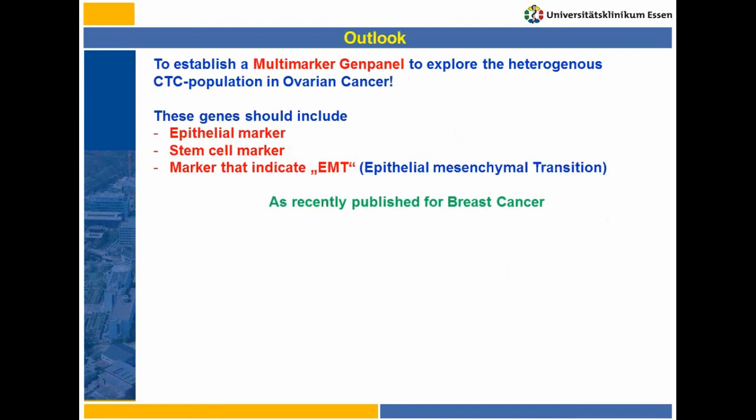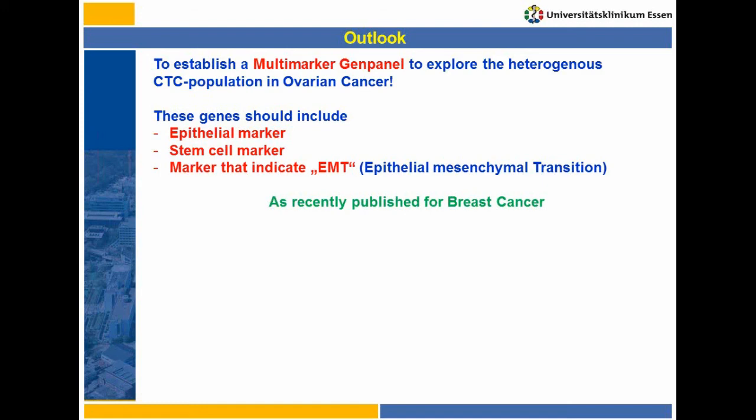Now, what is the outlook? I think with the knowledge we have now, we have to establish a multi-marker gene panel to explore the heterogeneous CTC population in ovarian cancer, because looking at the brand new ASCO studies, they show that ovarian cancer is now also moving into targeted therapy. And to move into targeted therapy, we have to know the target.